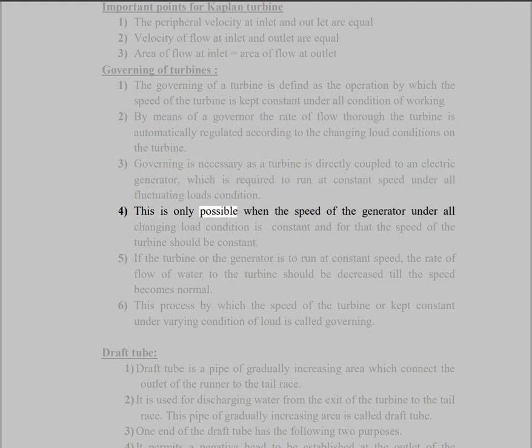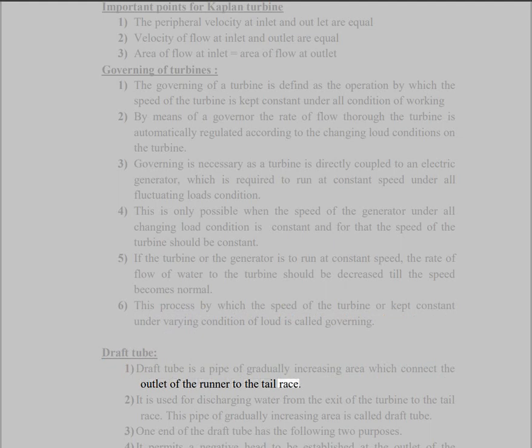4. This is only possible when the speed of the generator under all changing load conditions is constant, and for that the speed of the turbine should be constant. 5. If the turbine or the generator is to run at constant speed, the rate of flow of water to the turbine should be decreased till the speed becomes normal. 6. This process by which the speed of the turbine is kept constant under varying conditions of load is called governing.